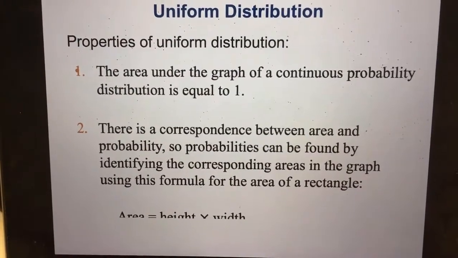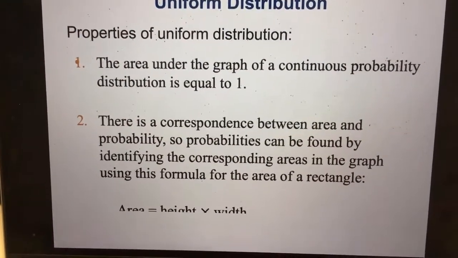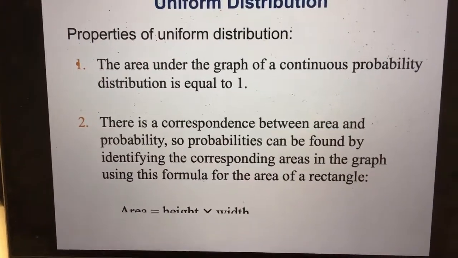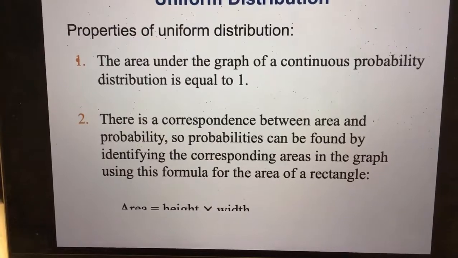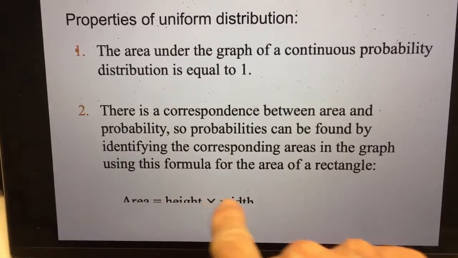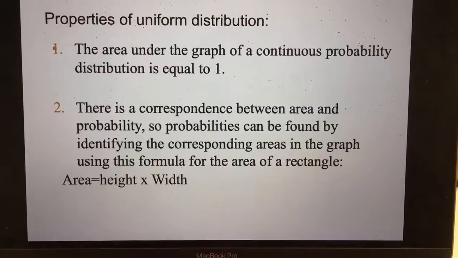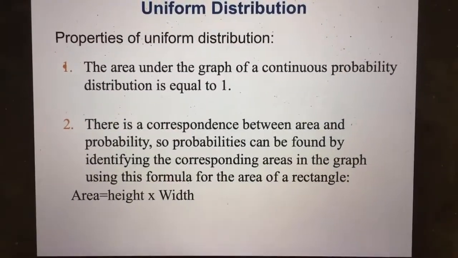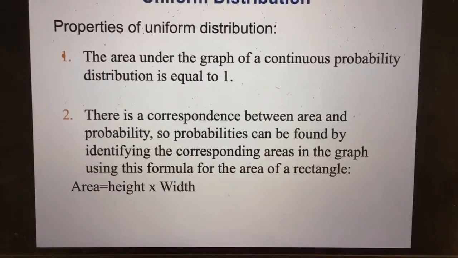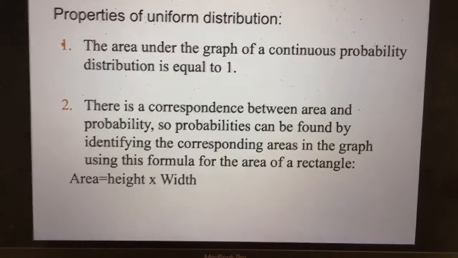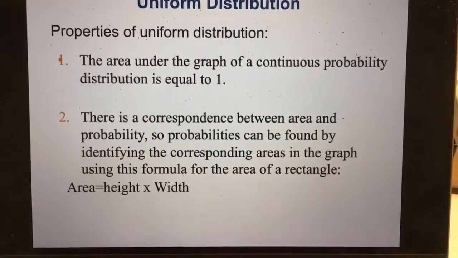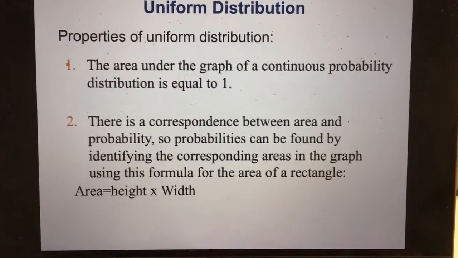There's a correspondence between area and probability, so probabilities can be found by identifying the corresponding area in the graph using the formula for the area of a rectangle. So area is height times width. Looks like that got cut off a little bit. There we go, I got that one fixed. Okay, so the area of each rectangle is the height times the width, and the area will also equal the probability, and the probability will equal the area, so vice versa.